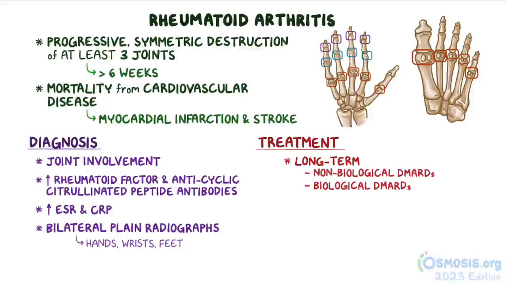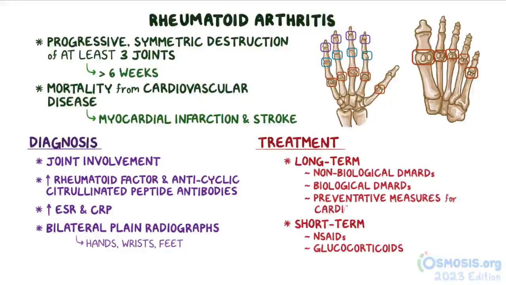Treatment of acute flares can be done with NSAIDs, while more severe flares might require short-term use of glucocorticoids, like prednisone. In addition, individuals should take preventative measures for cardiovascular disease, like exercise and smoking cessation, as well as routine use of low doses of aspirin and lipid control with statins.